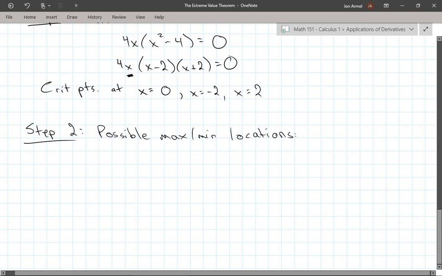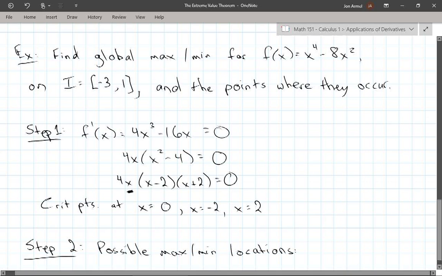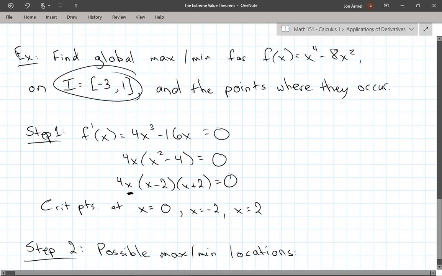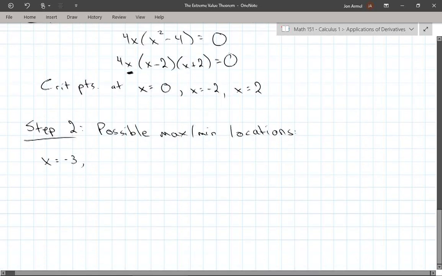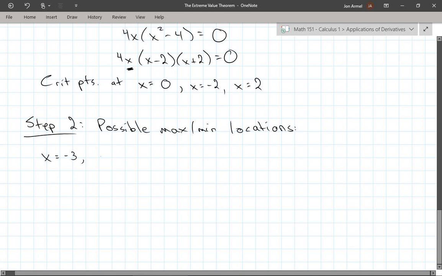So I'm going to write these in order. The first one was -3. Why -3? That was the endpoint of the interval, right? Remember, our interval went from -3 to 1. So we need to include those 2 points in our list. So we've got -3, and then we have the critical points at x equals -2 and x equals 0. Then we have the right endpoint at x equals 1, and that's it.